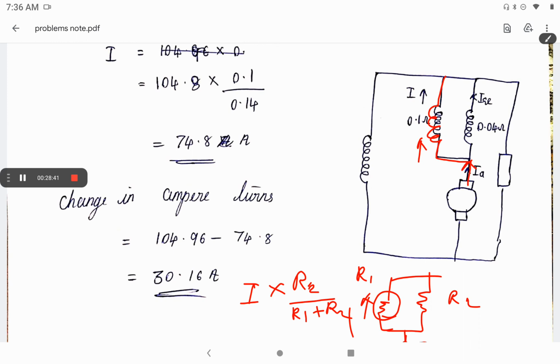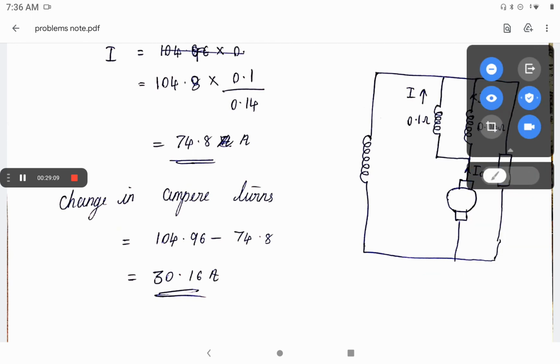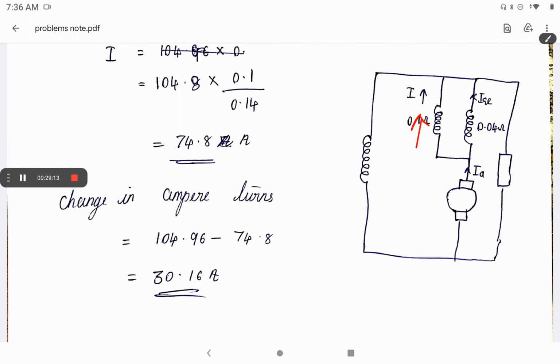So in any parallel connection, to find the current in one arm, we take the input current into the opposite resistance divided by the total resistance, which gives the current flowing through a particular resistance. This is the current division rule, which we study in elementary electrical problems. So assume that when you want to find the current through this 0.1 ohm, if you know this Ia, the equation will be Ia into the opposite resistance divided by the total resistance, 0.1 divided by 0.14.